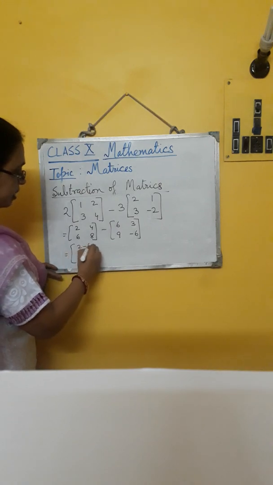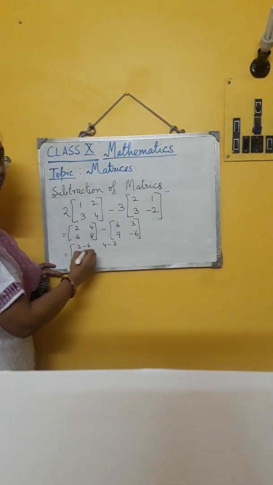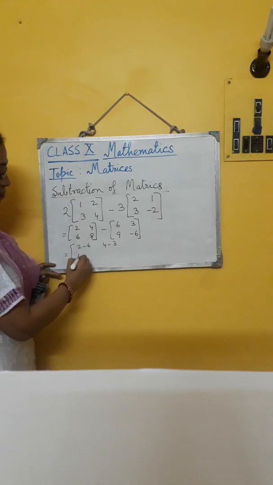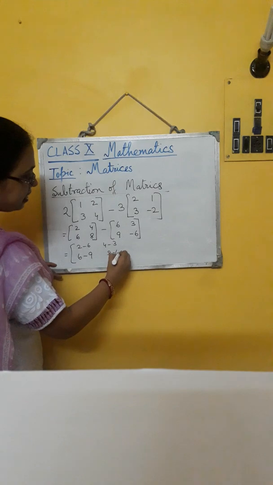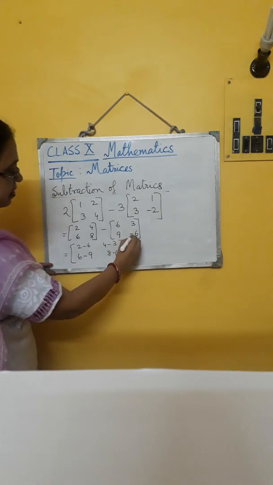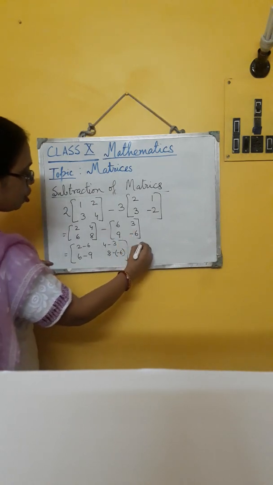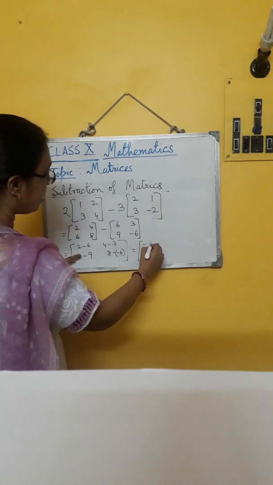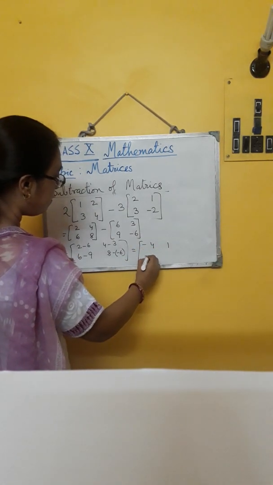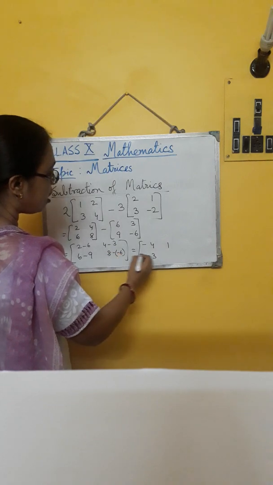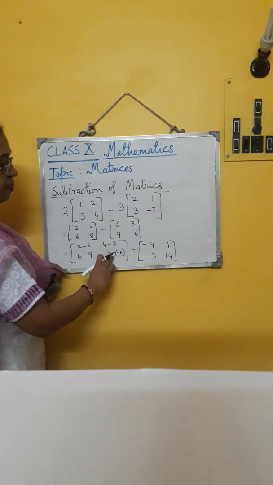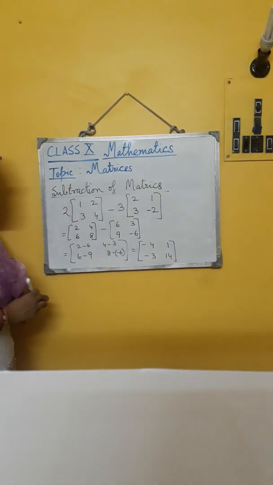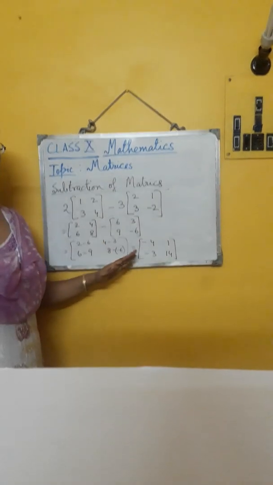So 2 minus 6, 4 minus 3, 6 minus 9, 8 minus of minus 6, because there is a minus sign here and a minus sign here. So finally we get the answer minus 4, 1, minus 3, and 8 plus 6, that is 14. See here, 8 minus minus becomes plus, so 8 plus 6 we are getting 14. This is how we get subtraction of two matrices.